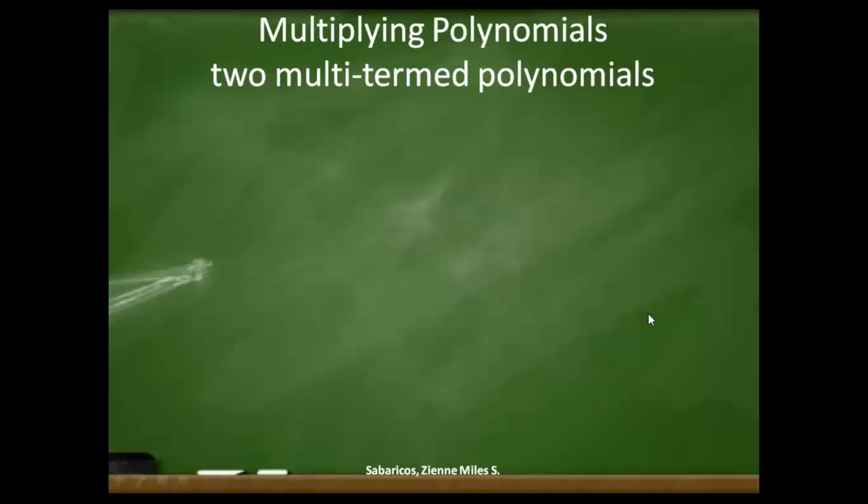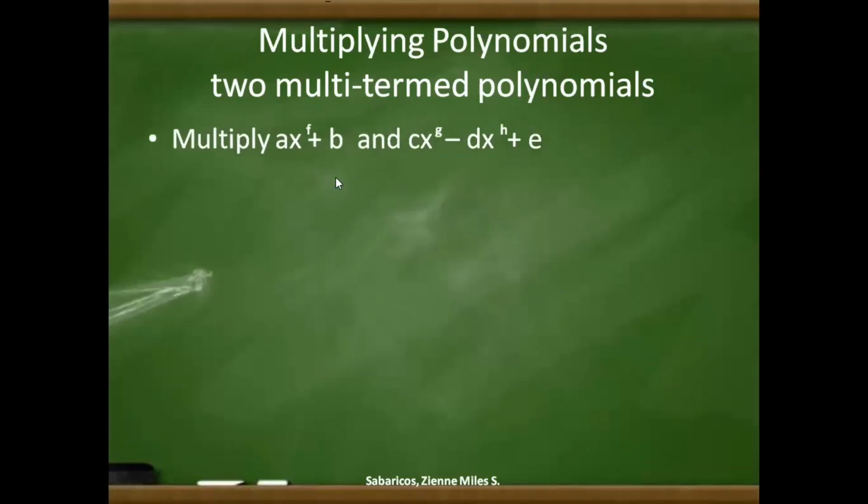Now that we're done with monomial to binomial, we'll move on to two multi-term polynomials. So here is our formula. We multiply ax^f + b and cx^g - dx^h + e. So ax^f times cx^g - dx^h + e, and plus b times cx^g - dx^h + e.